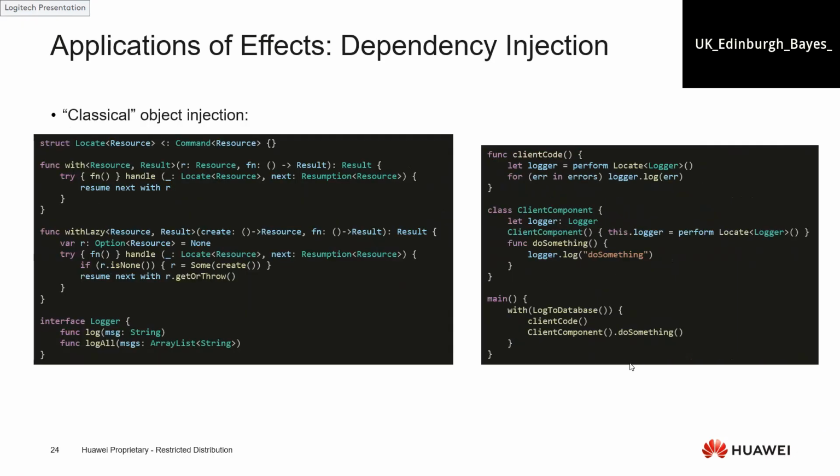We can also do classical object resolution and instantiation using dependency injection as well, using lazy code or what have you. So we use effects to perform the lookup of where to find the object, and then that gives us an object that we can then just use as if it was an ordinary object, like any other object.